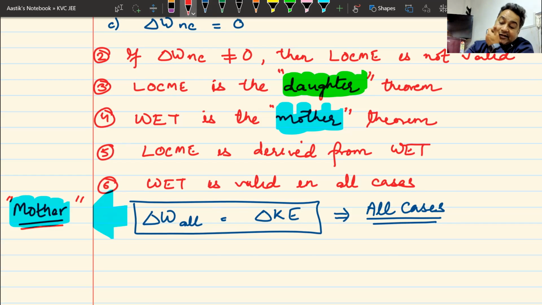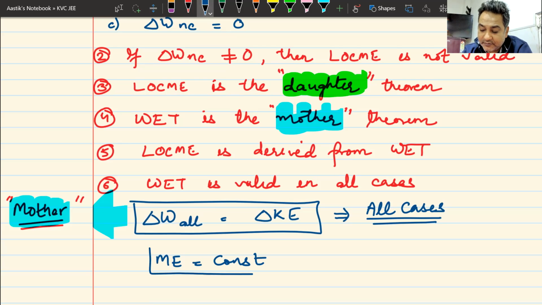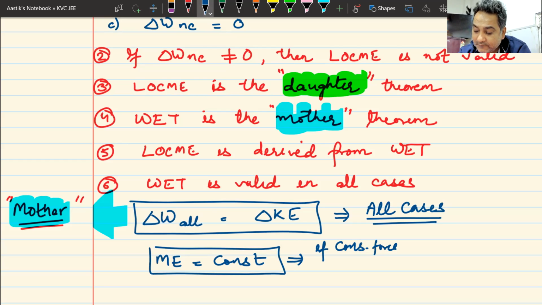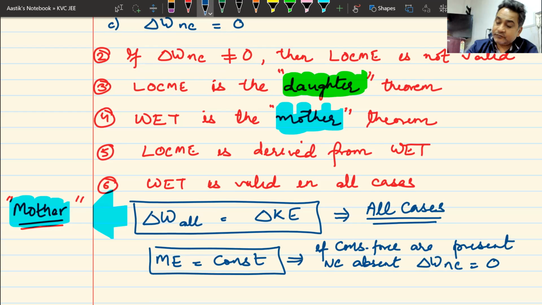But if I come to LOCME, which says that the mechanical energy of the body is constant, this is my LOCME. It is only valid if conservative forces are present. If only conservative forces are present, non-conservative forces absent, or work done by non-conservative forces is zero. These conditions must be met.